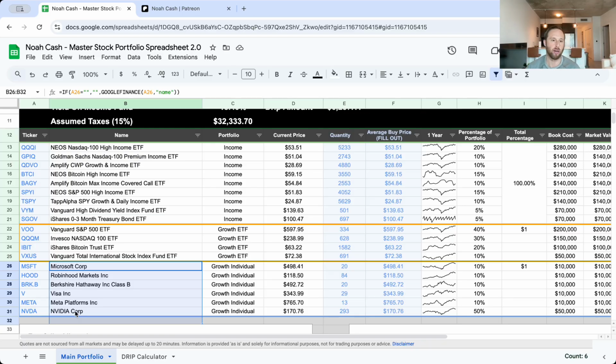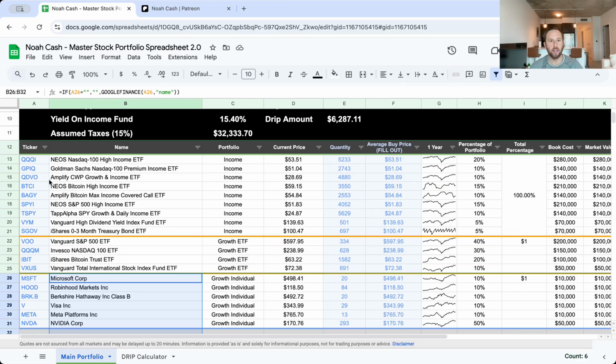Okay. So if you want to do Microsoft, Hood, Berkshire Hathaway, if you want to do Visa, Meta Platforms, NVIDIA, whatever the case may be, you decide. Tesla, you get to decide on this. Surely I want to architect the income side and the growth ETF side. The growth individual stocks are for your discretion. But these are some names that I like. Again, not financial advice, but you can pick those names.